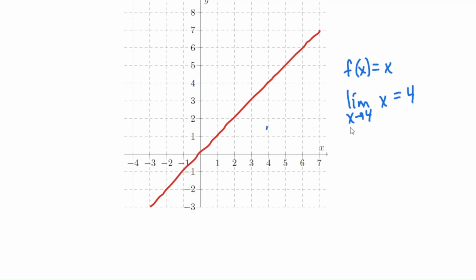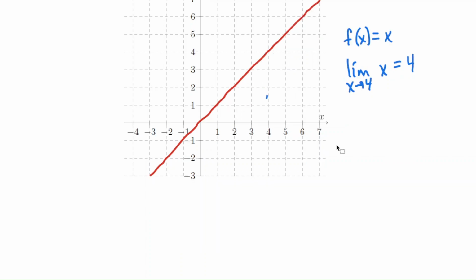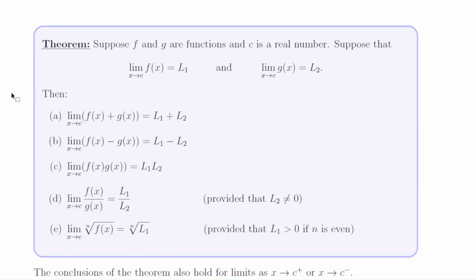And this actually makes total sense because the question is really, as x approaches 4, what does this function approach? What does x approach? So as x approaches 4, what does x approach? Well, when you say it like that, it's kind of obvious. As x approaches 4, x approaches 4, right? So it's pretty clear in this case. Okay, so that's a simple little theorem here.